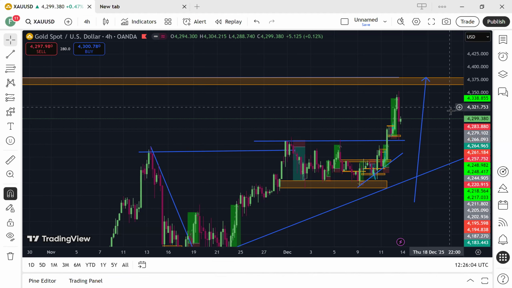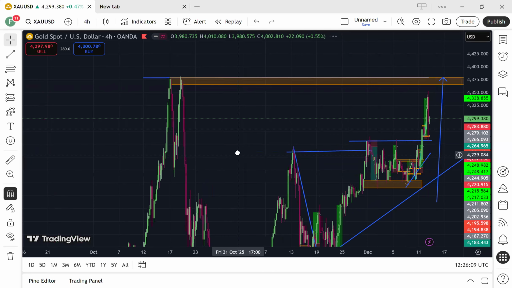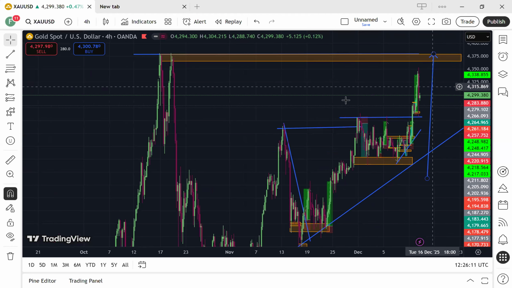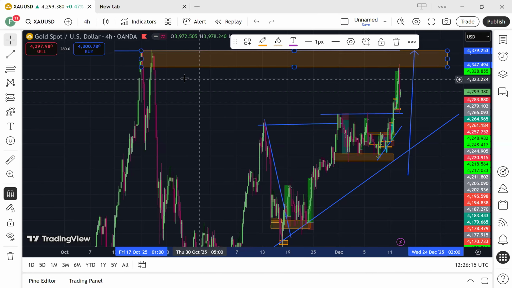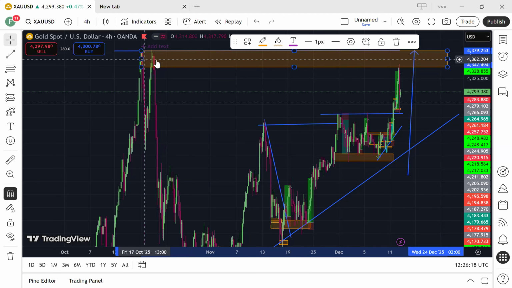We have something called demand and supply. So let me reduce this so you see what is demand and supply zone. This is our 4 hour demand zone. How did we find out this supply zone?